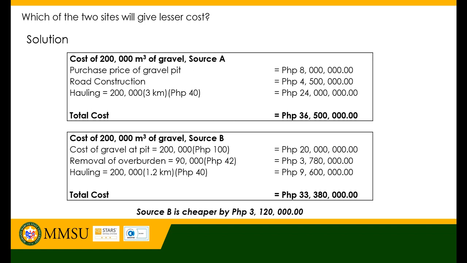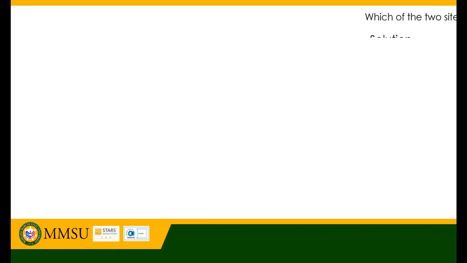Of course, source B, cheaper ng 3 million, of course. About 3 million, 3.1, 3.12 million pesos. So choose source B. Yan.